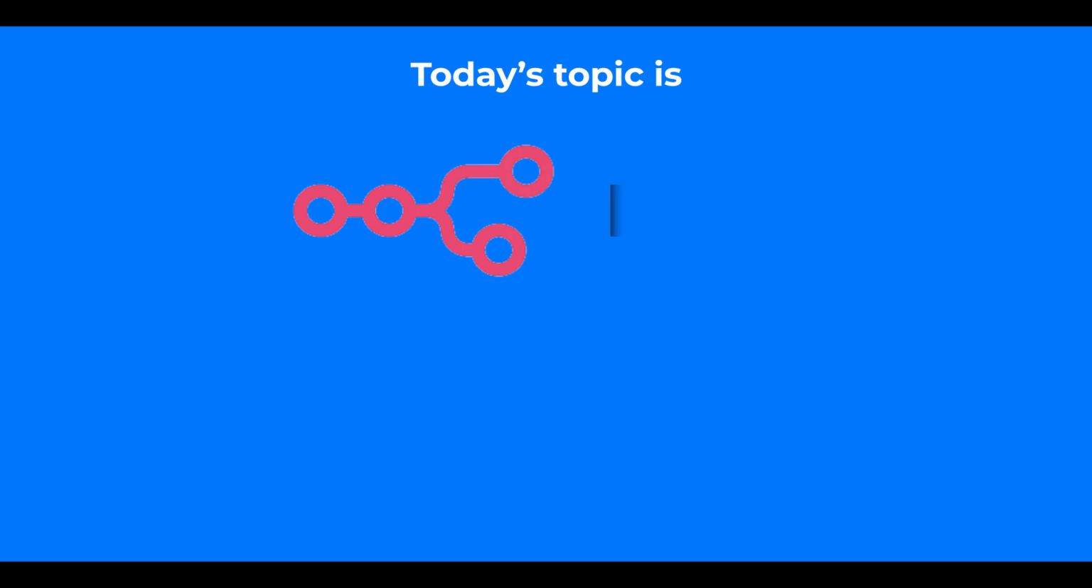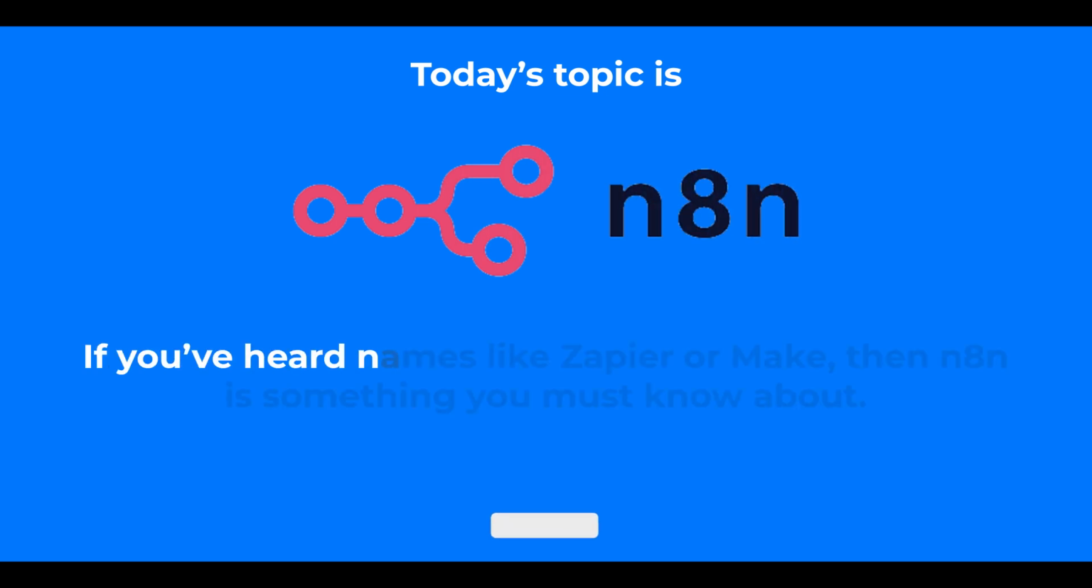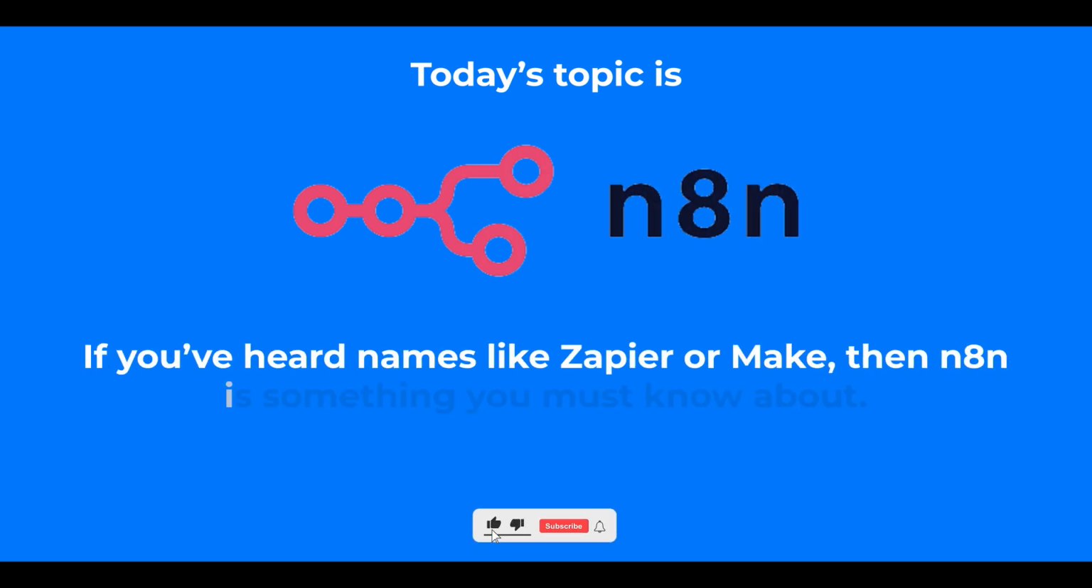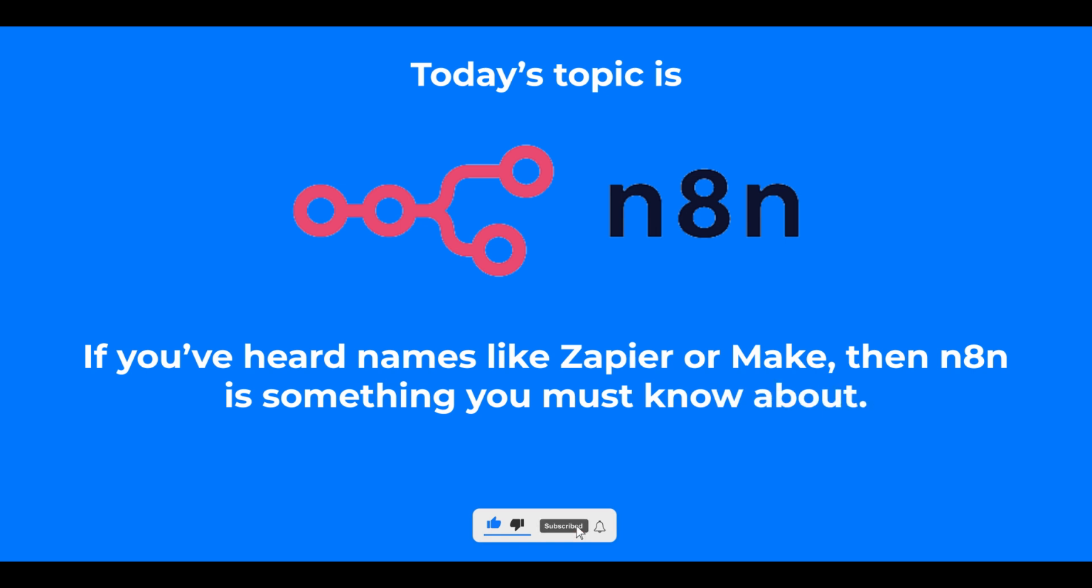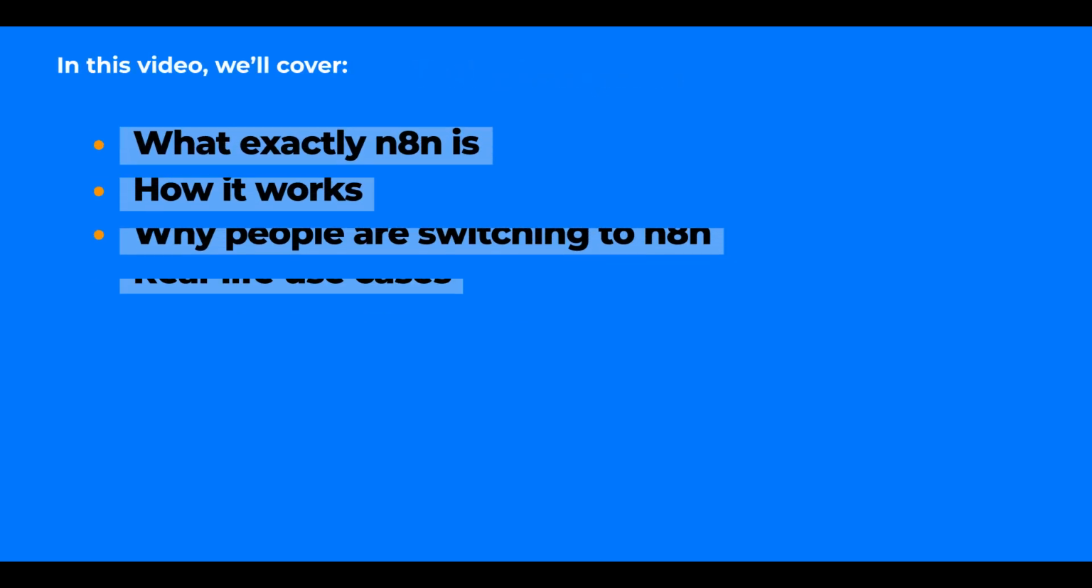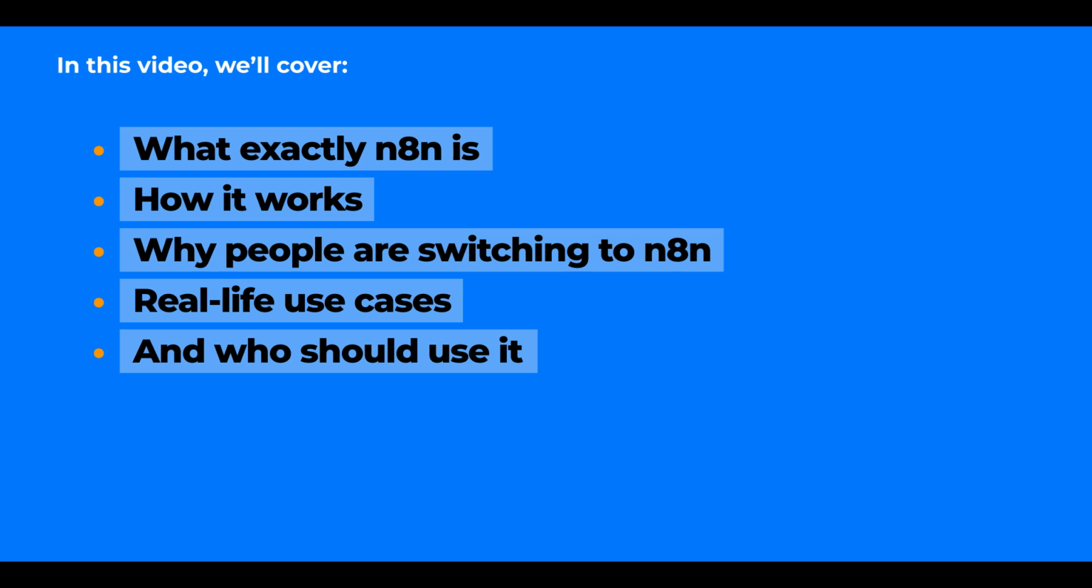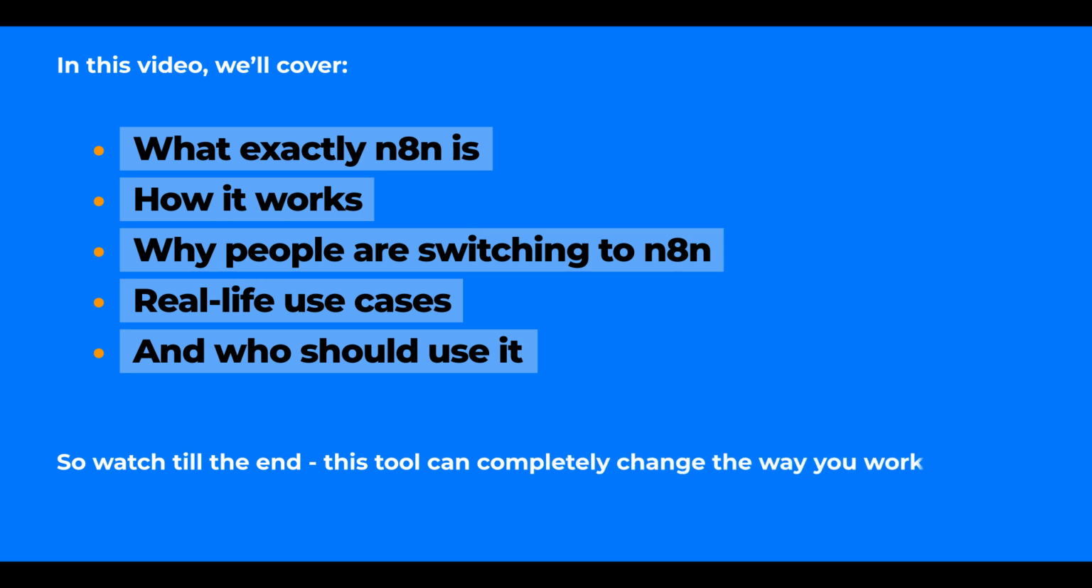Today's topic is n8n. If you've heard names like Zapier or Make, then n8n is something you must know about. In this video, we'll cover what exactly n8n is, how it works, why people are switching to n8n, real-life use cases, and who should use it. So watch till the end. This tool can completely change the way you work.